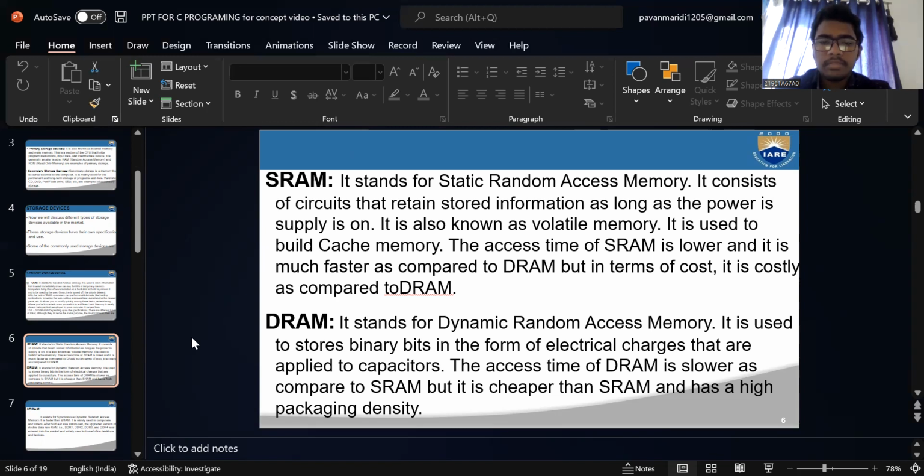DRAM stands for Dynamic Random Access Memory. It is used to store binary bits in the form of electrical charges that are applied to capacitors. The access time of DRAM is slower as compared to SRAM, but it is cheaper than SRAM. It has a high packing density.